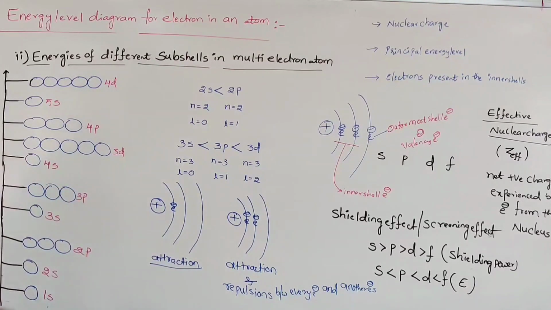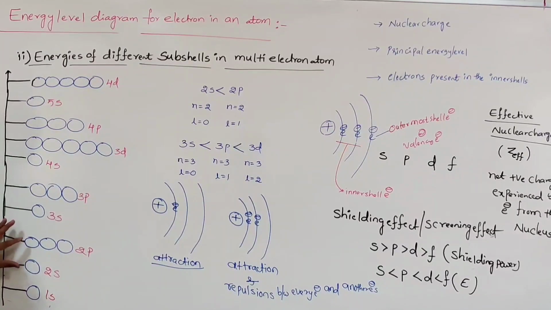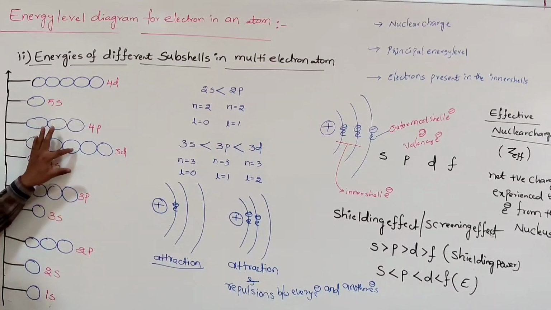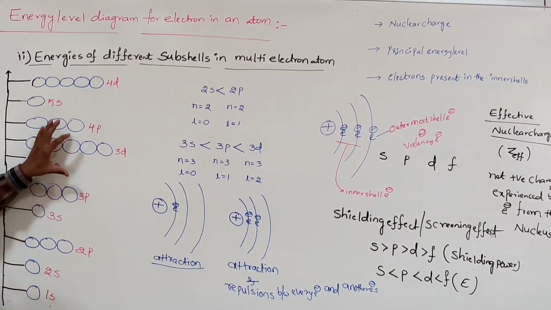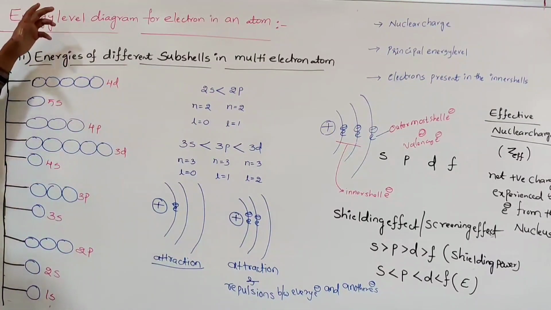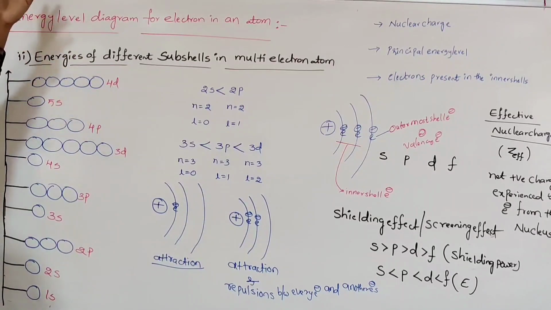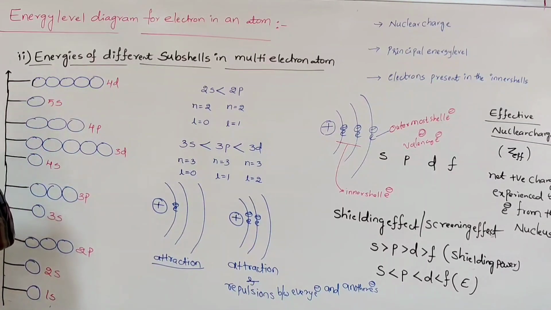And the second conclusion, you can observe in this energy level diagram. The energy gap between the s subshell and p subshell is always very small. Whereas the energy gap between the p and d subshell is large. And between the d and f, it increases still further. The gap between d and f is larger as compared to p and d, as compared to s and p. So this is the second observation we made from this energy level diagram.